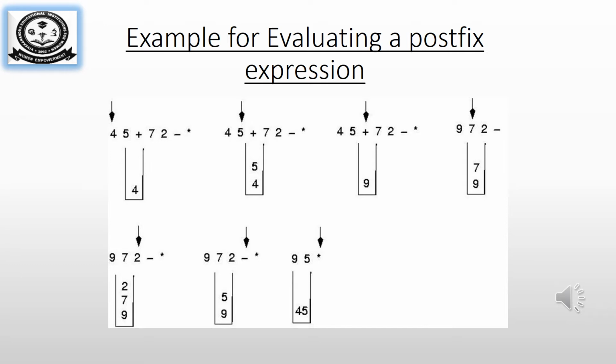Then the final operator is star, which will pop out 2 symbols from the stack again, which will be 5 and 9. So you will perform it as 9 into 5. The answer will be 45. So this is the answer of the postfix expression. This is how you evaluate a postfix expression.